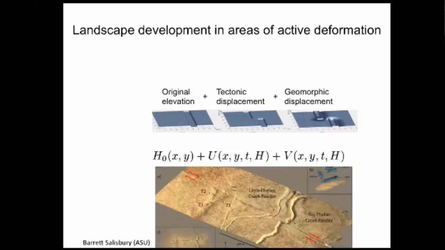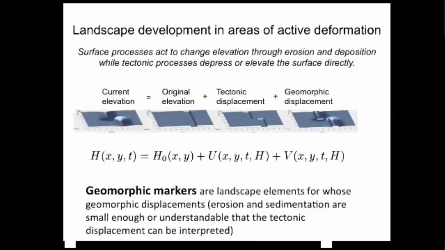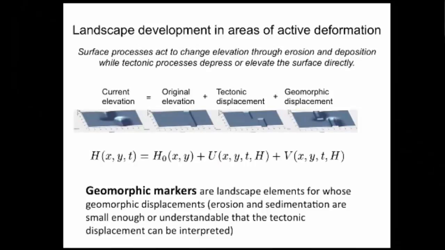But either one is valued. So then, in the end, we have the current elevation as the sum of these fields. Surface processes act to change elevation through erosion and deposition, while the tectonic ones depress or elevate the surface directly. A related concept for some of our work is that we look to identify geomorphic markers, which would be landscape elements for which geomorphic displacements, meaning erosion and sedimentation, are small enough or understandable enough that the tectonic displacement can be interpreted.